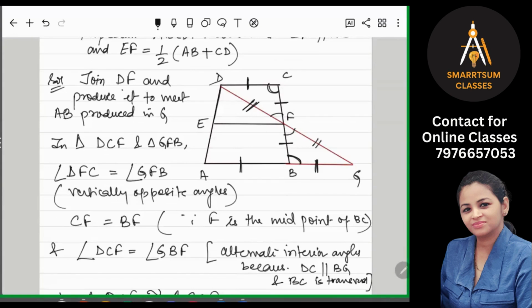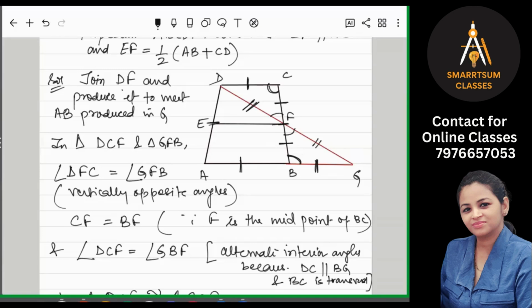DAG, this bigger one. This is DAG. Now in this triangle, what do we have? Since we already know that E and F are the midpoints of AD and DG, EF is parallel to AG.